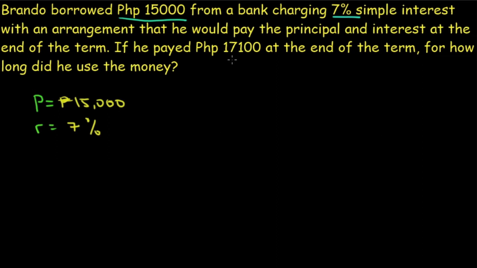If he paid 17,100 pesos at the end of the term, for how long did he use the money? Ibig sabihin dito, yung 17,100 is actually our final amount. Ayun yung binayad niya, yung utang kasama na yung tubo, yung interest. Which means we have F equals 17,100. Tama ba? At ang hinahanap ng problem, malinaw rin namang nasabi, for how long did he use the money? Pag tinanong yung how long, automatically we're looking for the time.